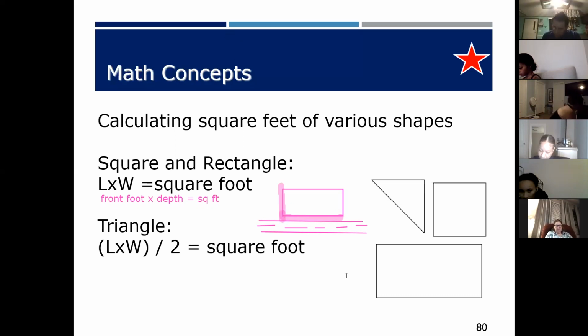So if you're looking at a lot, again, this is your front foot and this is your depth. Still, length times width equals square feet, but it's different terminology. It'd be front foot times depth. How deep is the lot and how many front feet run along the road.